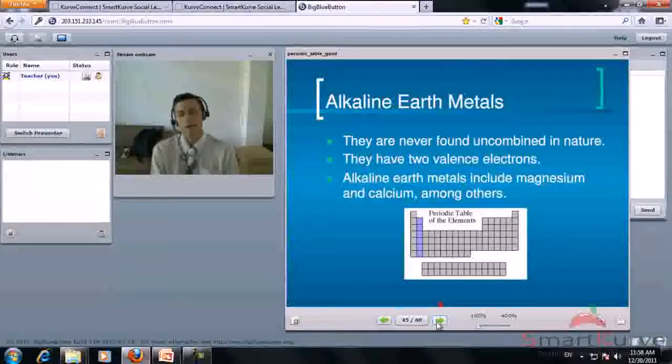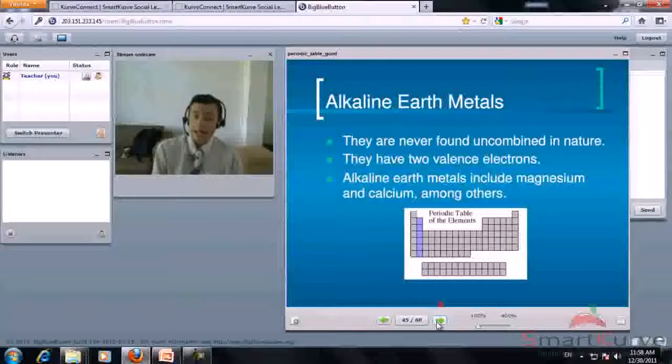All right, let's move on. The next column, alkaline earth metals, they are never found uncombined in nature. That's because alkaline earth metals, like alkali metals, are very reactive. They have 2 valence electrons, and they will lose those valence electrons very quickly. And they will form ions like calcium. Very quickly forms calcium plus 2.